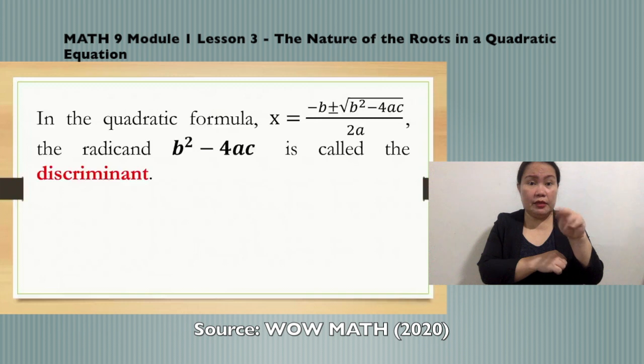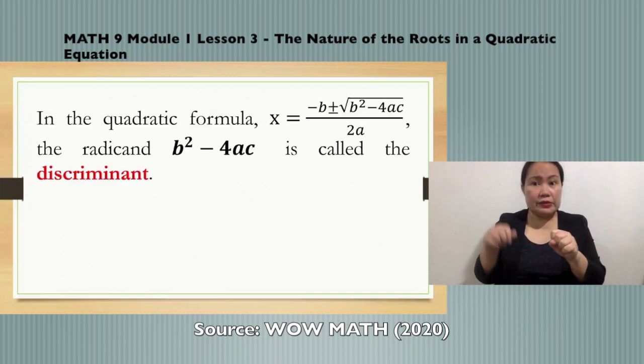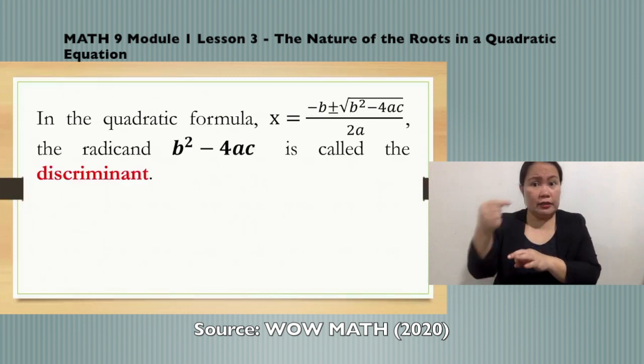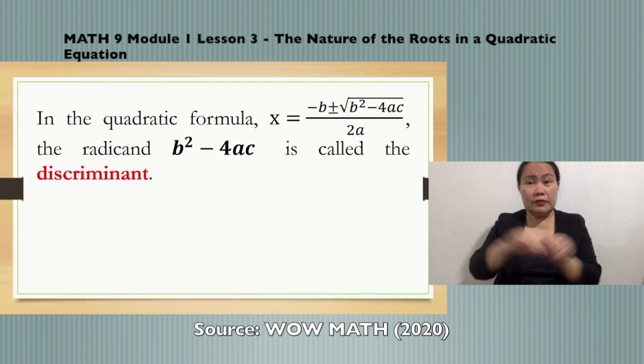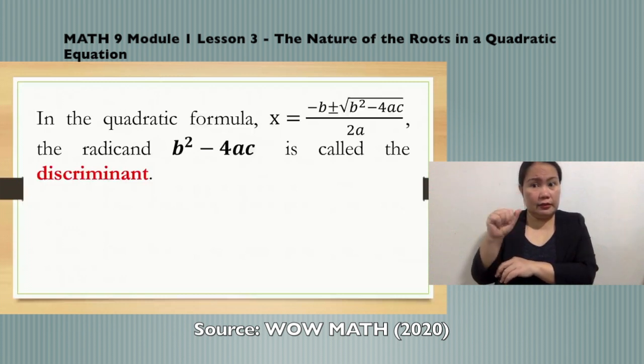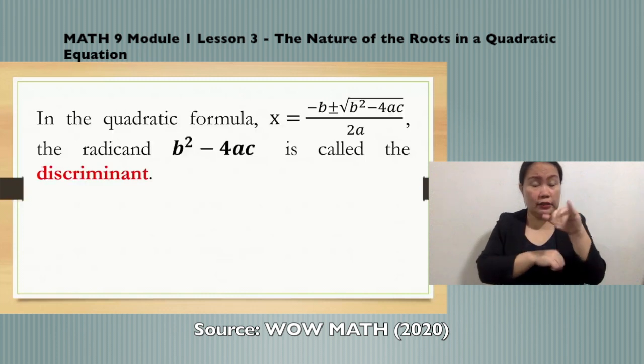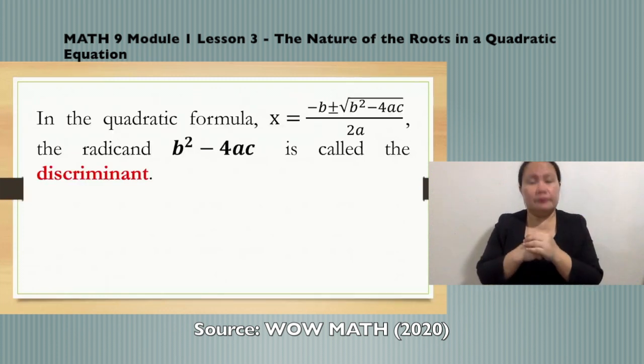So in the quadratic formula, x is equal to negative b, positive or negative square root of b squared minus 4ac all over 2a. The radicand b squared minus 4ac is called the discriminant. So itong b squared minus 4ac, ito yung tinatawag nating discriminant.